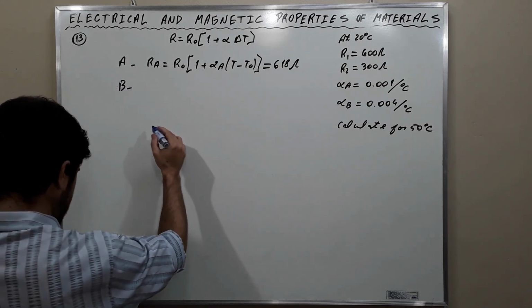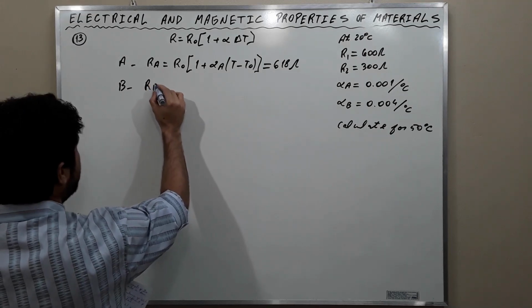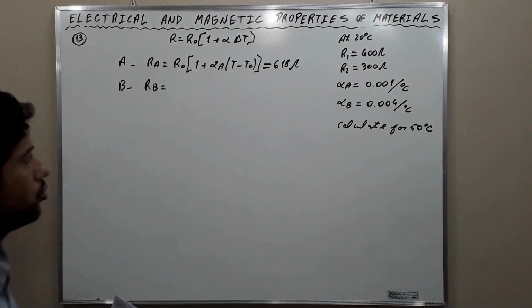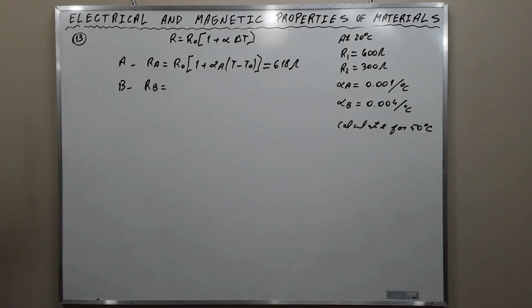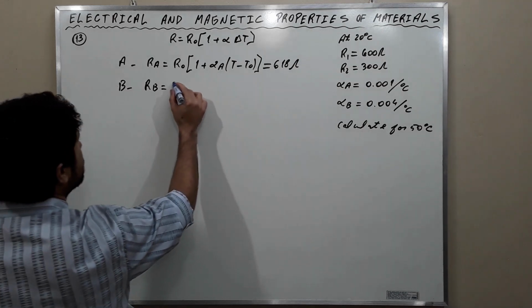We use that RB is going to be equal to, okay, now I am going to use the values just to show you, the initial resistance of wire B was given as 300 ohms.